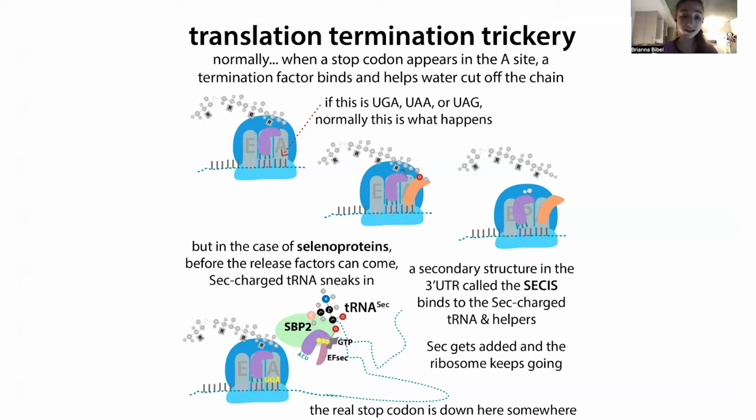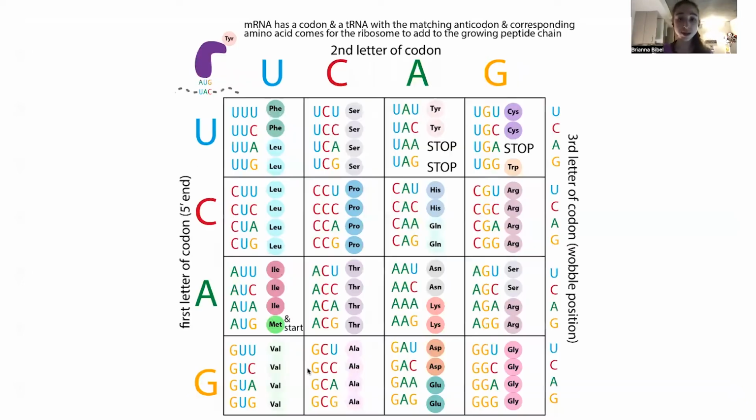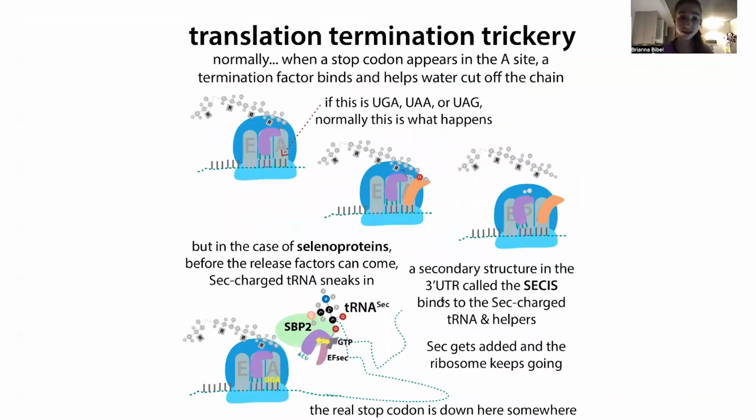So for a codon that would normally specify that this is the end of the protein, and then a release factor would come and bind and cut it off, instead, in the case of selenocysteine, you have this selenocysteine charged tRNA hanging out right nearby, attached to this RNA with the help of this protein, and it can kind of sneak in.